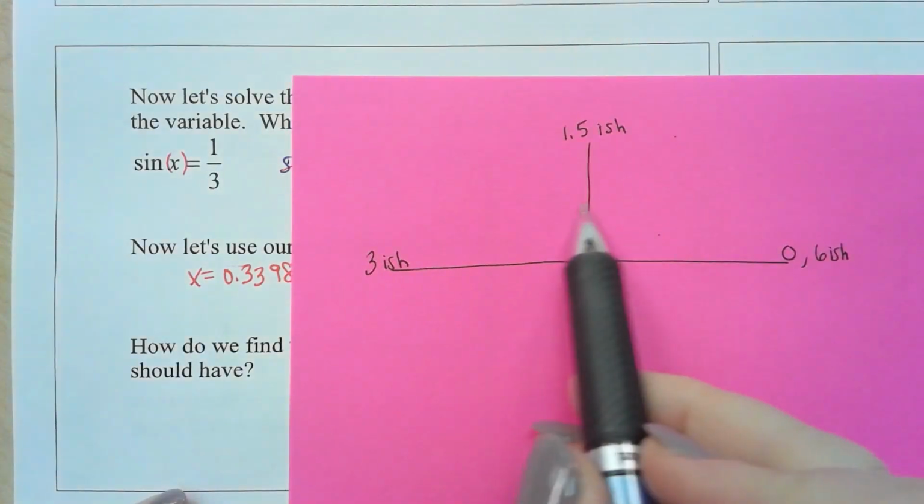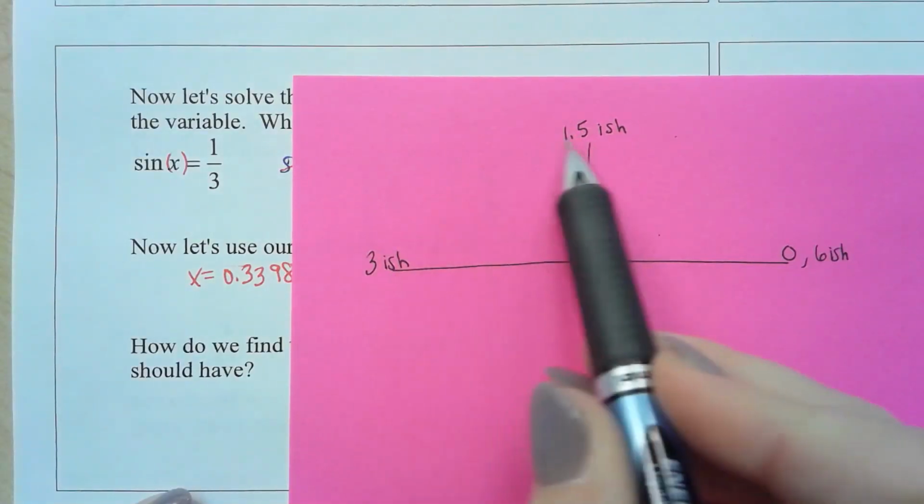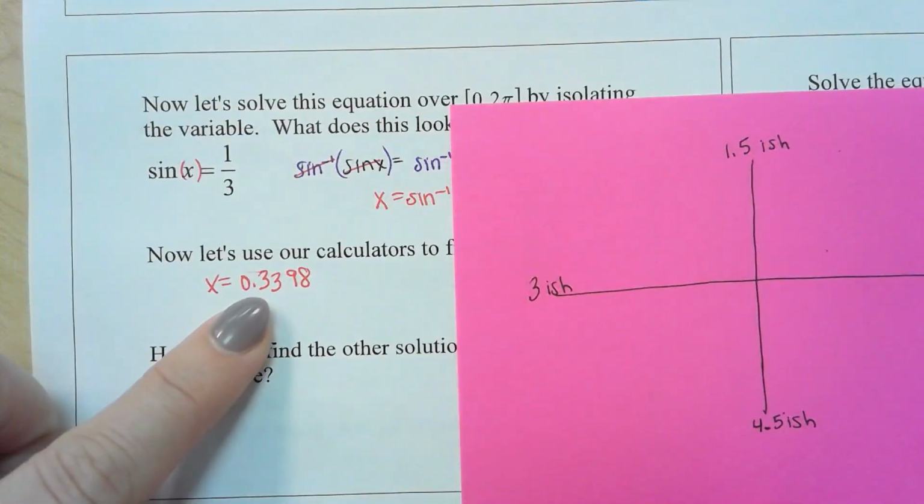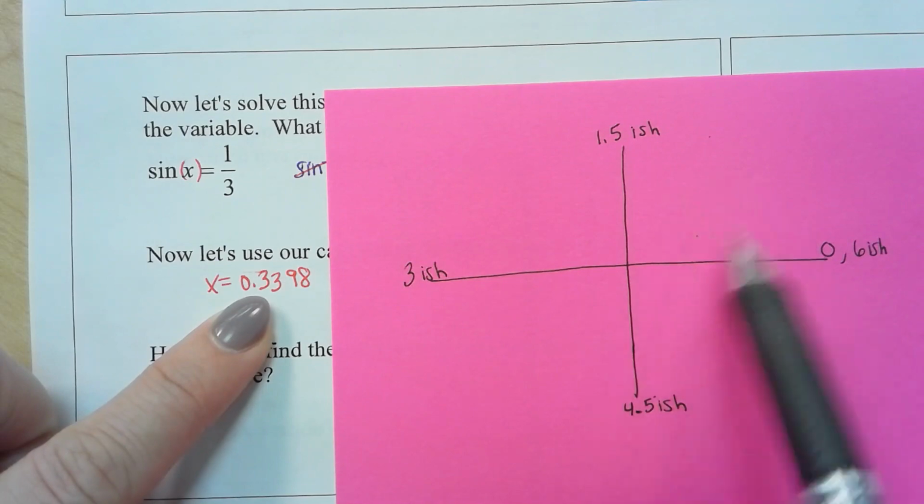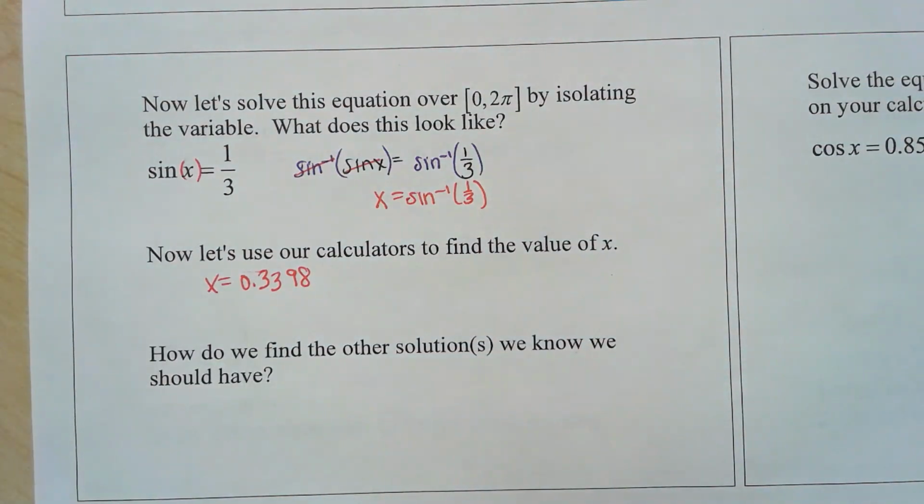Anything between 0 and about 1.5 is quadrant 1. Anything between 1.5 and 3 is quadrant 2. And I say that because this answer right here, 0.3398, is in quadrant 1. Okay, I'm going to come back to that picture probably a couple times today.